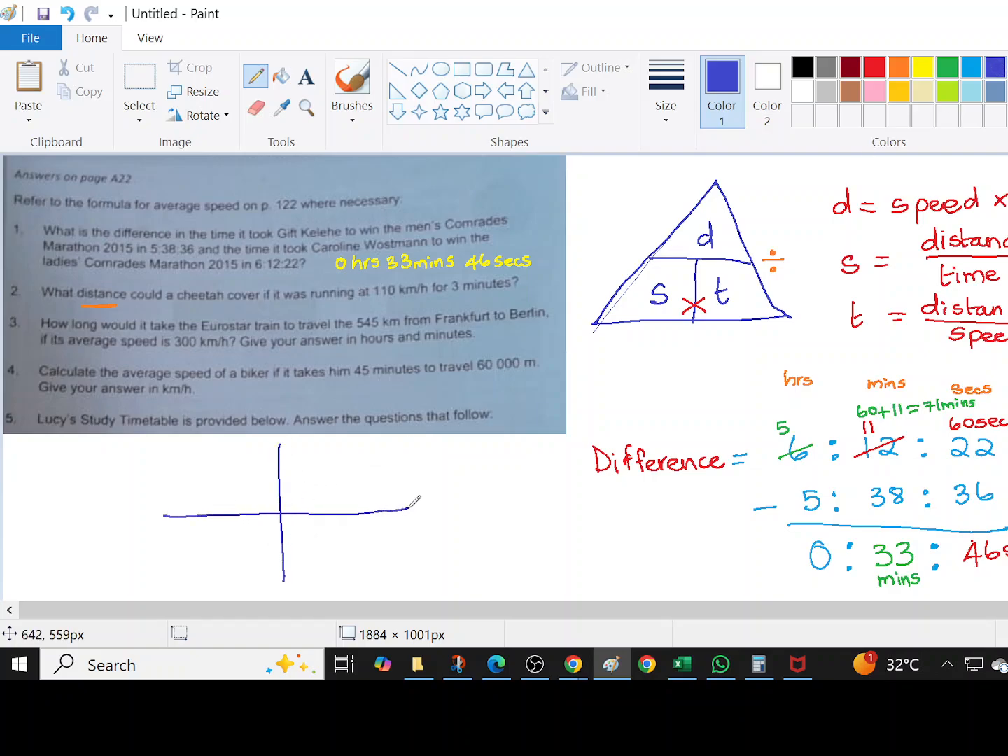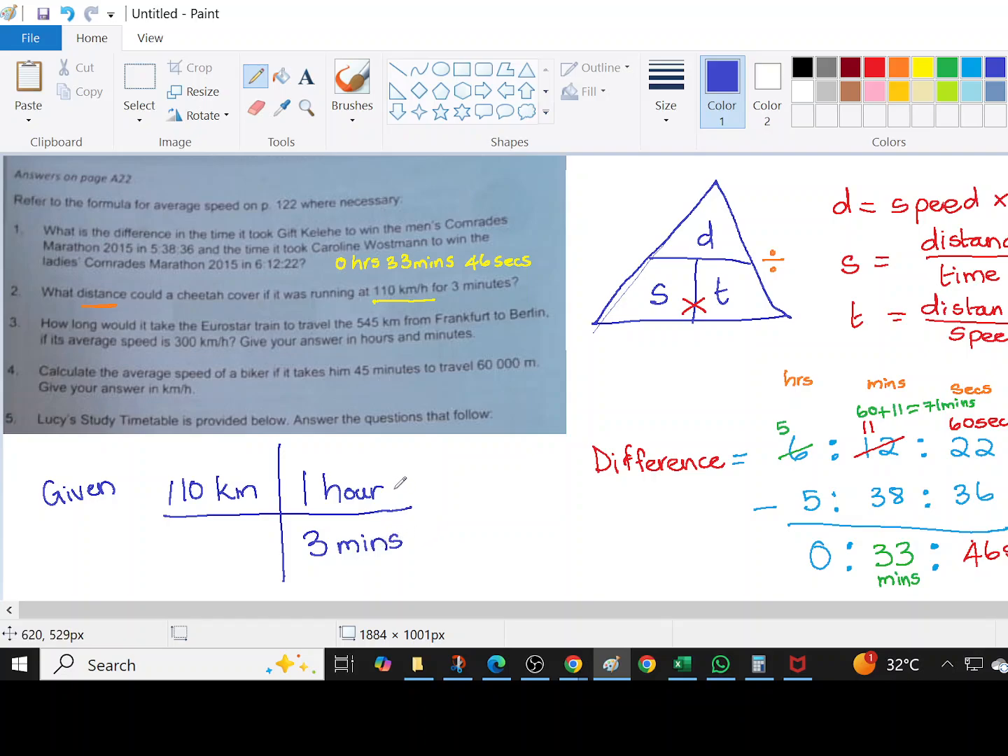What are you given? You are given that a cheetah runs 110 kilometers in 1 hour. Right, there we go. Can you see there? It is 110 kilometers in 1 hour. You understand that? Yes, miss. Now they're asking, now how much will it cover in 3 minutes? 3 minutes, that's what it's asking.